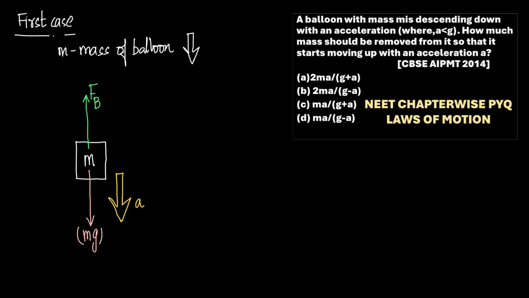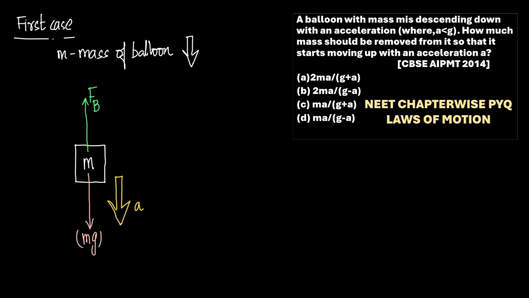It is descending downwards with acceleration a. Okay. So all those forces which are along the direction of motion, irrespective of the number, should be taken as positive. So I'll consider this as positive mg. All those forces which are against the direction of net motion will be taken as negative. So I'll take it as negative FB.